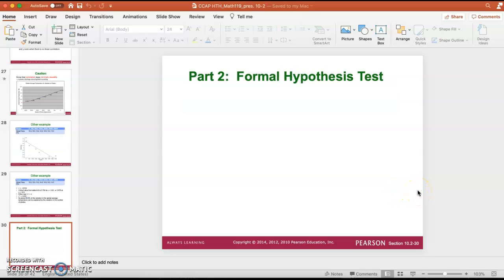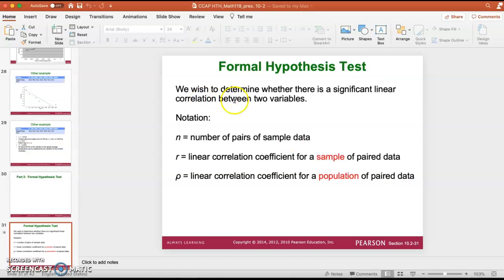All right, now for part 2, just to see how we can use a formal hypothesis test for correlations. So we wish to determine whether there's a significant linear correlation between two variables. Again, some of the notation we're going to use: n is still the number of paired sample data, r is the sample linear correlation coefficient, and rho is the population linear correlation coefficient. So rho is what we're going to be testing using r.